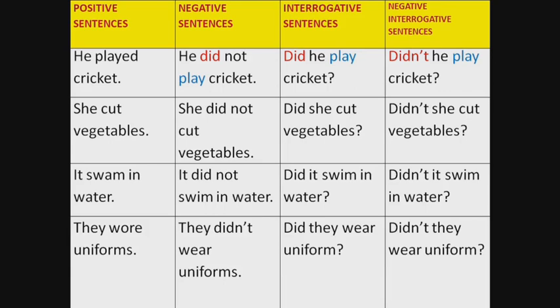She cut vegetables. She did not cut vegetables. Did she cut vegetables? Didn't she cut vegetables? It swam in water. It did not swim in water. Did it swim in water? Didn't it swim in water? They wore uniforms. They didn't wear uniforms. Did they wear uniforms? Didn't they wear uniforms?